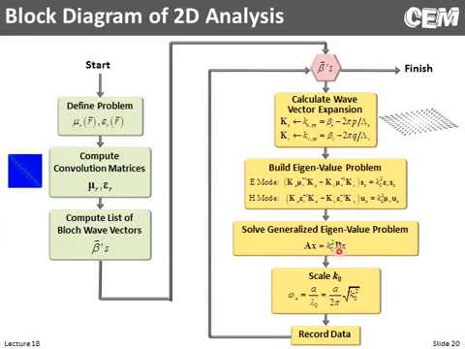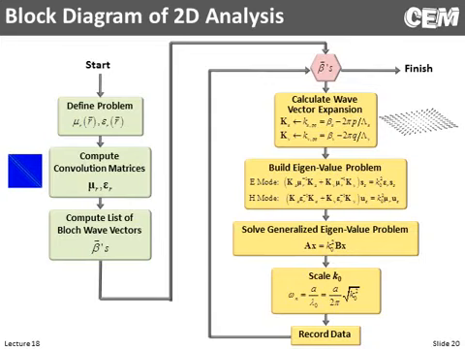Our eigenvalues come back as k0 squared. We really want this to be a over lambda, so we'll take the square root of our k0 squareds, multiply by a over 2 pi, and this quantity will be our normalized frequency, which is a over lambda, which is very useful for scaling. So we record that data, and we go back up to our next value of beta. And when we're done, we're finished.